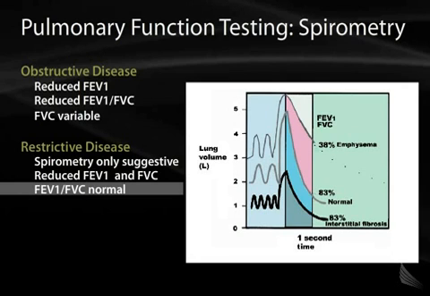Somebody with emphysema, a typical obstructive disease, has a low FEV1 to FVC ratio, 38%. The person with normal lungs has a normal FEV1 to FVC ratio of 83%. The person with interstitial fibrosis, an example of a restrictive disease, has low lung volumes. They've got a low forced vital capacity, but the FEV1 to FVC ratio is normal at 83%. This is an example that restrictive diseases might be suggested by the spirometry, but you can't confirm it because we don't know what the residual volume is and we don't know what the total lung volume is.